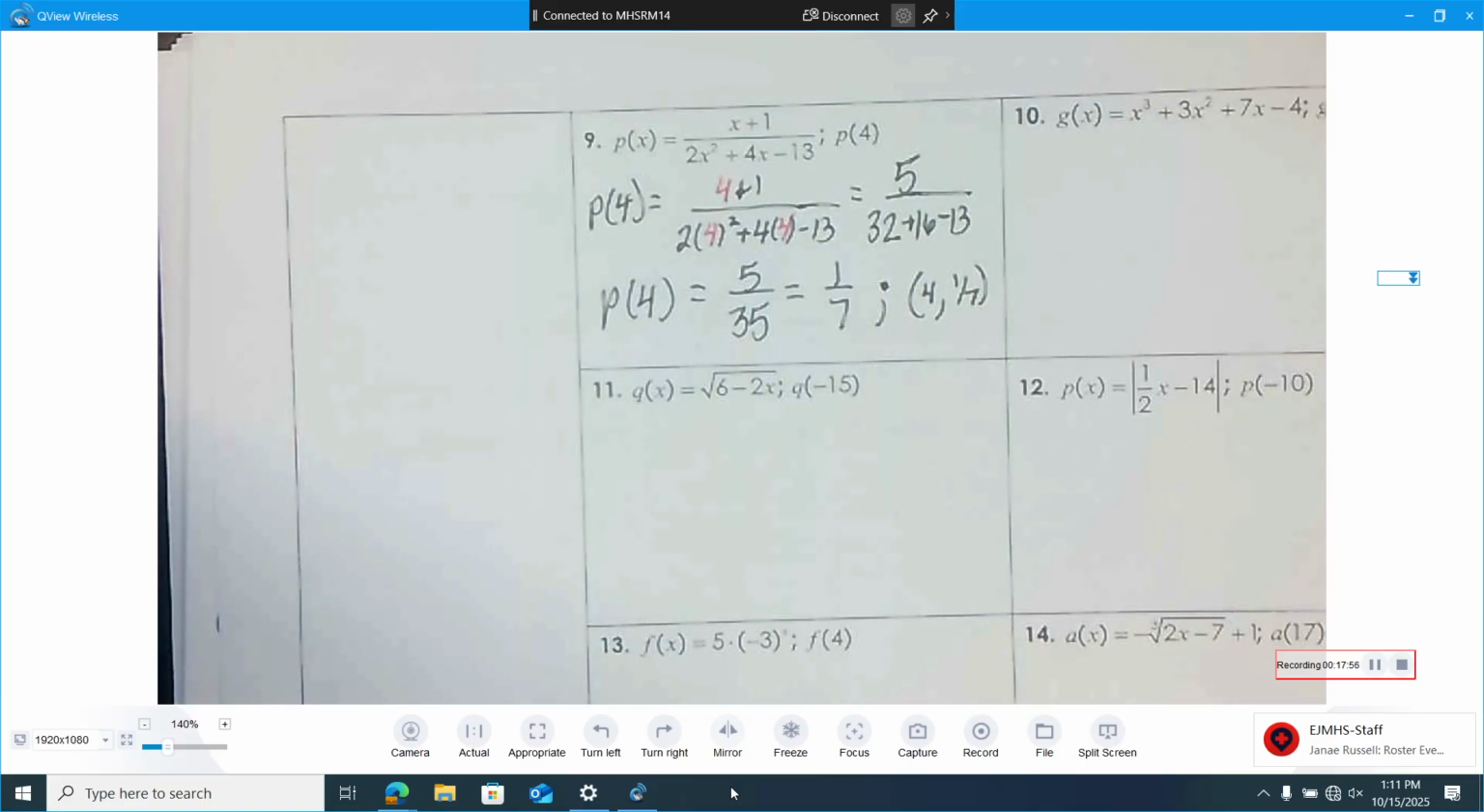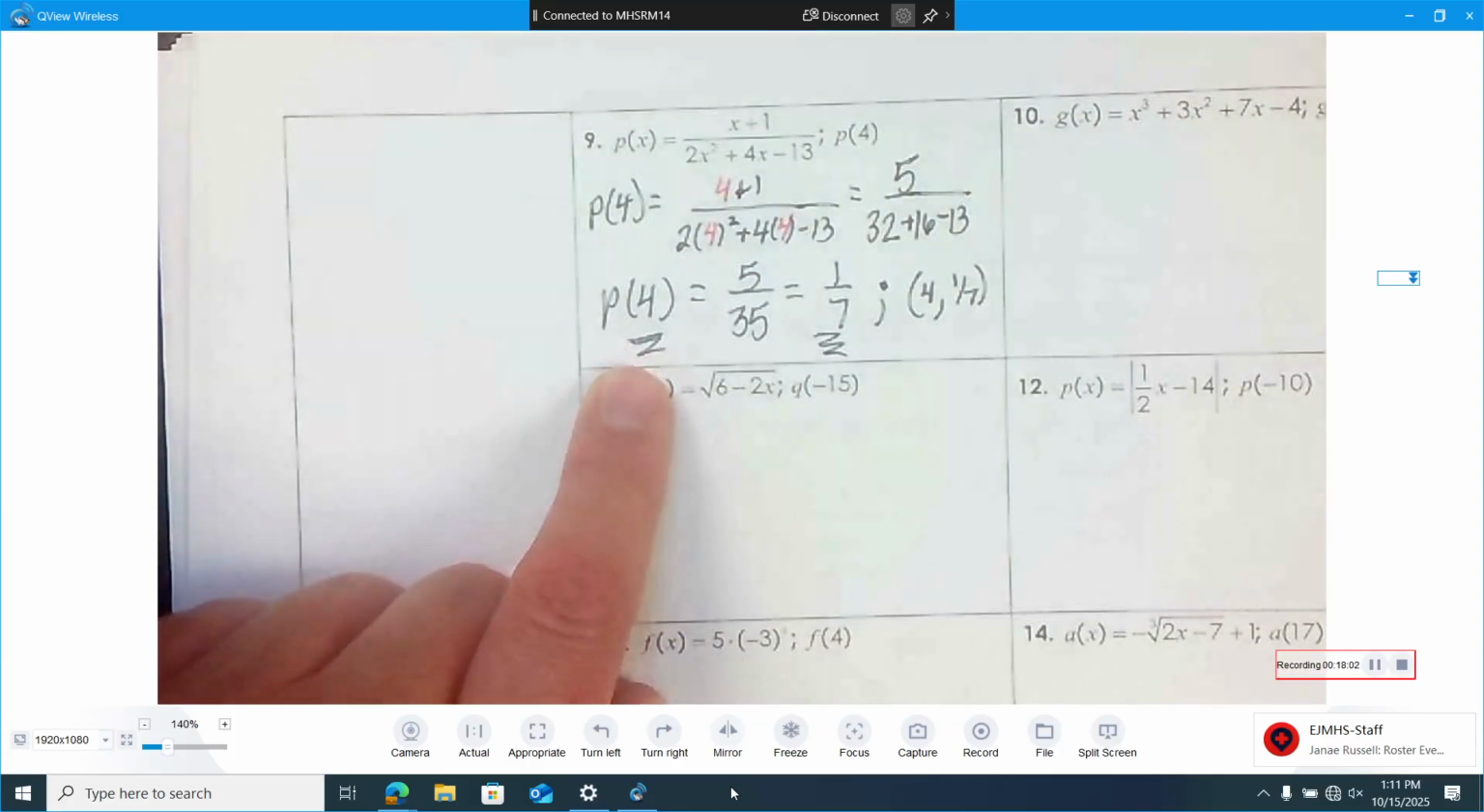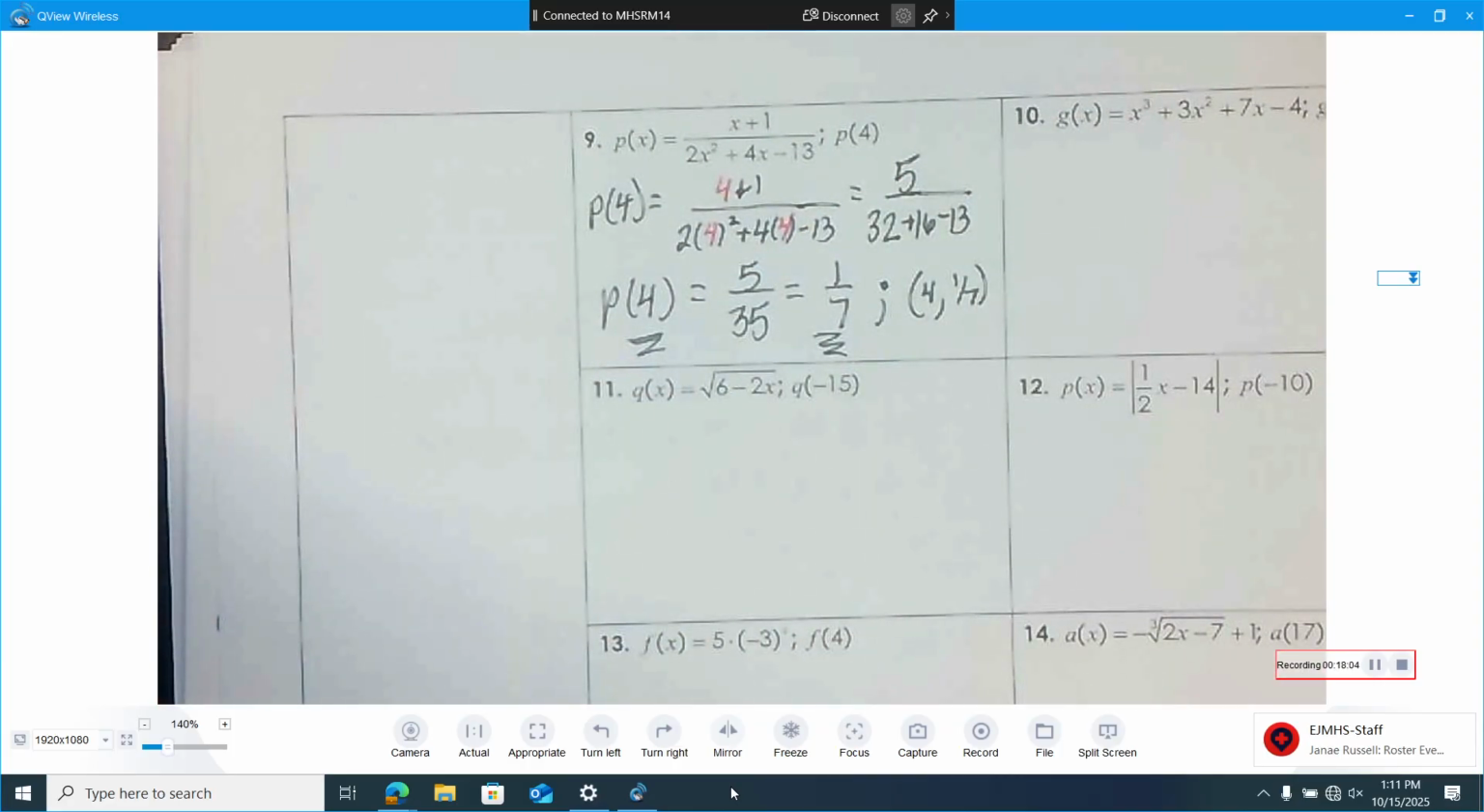I'm sorry, say again? Why is it the 4 and the 1/7? I'm just pointing out that we have this ordered pair right here from the input and the output that we're getting. Again, I just want to reiterate, when we're using function notation, that is also giving us an ordered pair on our function, a little point on the graph, okay? So I really want to make the connection to doing algebra and then also what it is visually, right?